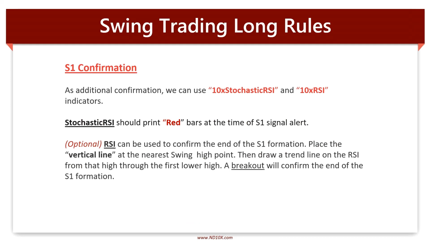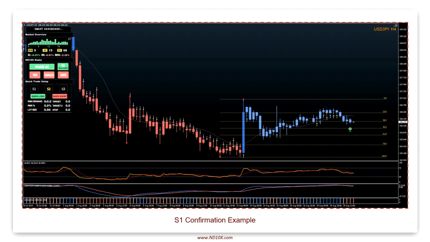As additional confirmation, we can use 10x stochastic RSI and 10x RSI indicators. Stochastic RSI should print red bars at the time of S1 signal alert. Optional, RSI can be used to confirm the end of the S1 formation. Place the vertical line at the nearest swing high point, then draw a trend line on the RSI from that high through the first lower high. A breakout will confirm the end of the S1 formation.